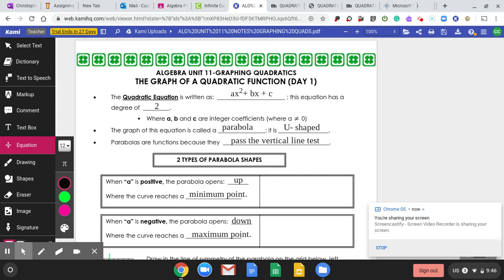All right. So for graphing quadratics, the equation has to be in the form ax squared plus bx plus c. So you're going to see that, and it has an equation with a degree of 2. So I want you to think about that for a few seconds, and then I'm going to put up a question as to why you might think it has a degree 2.